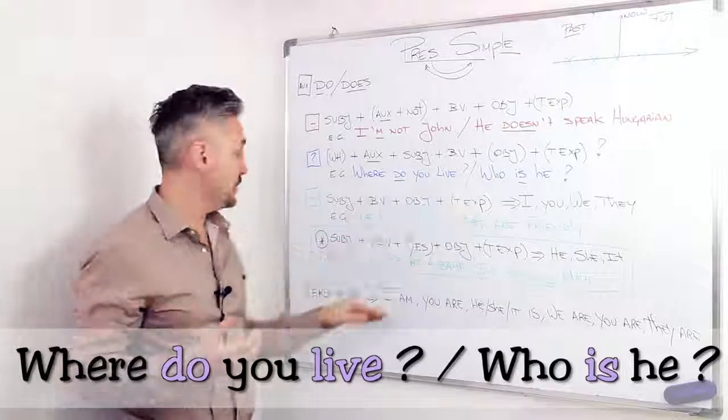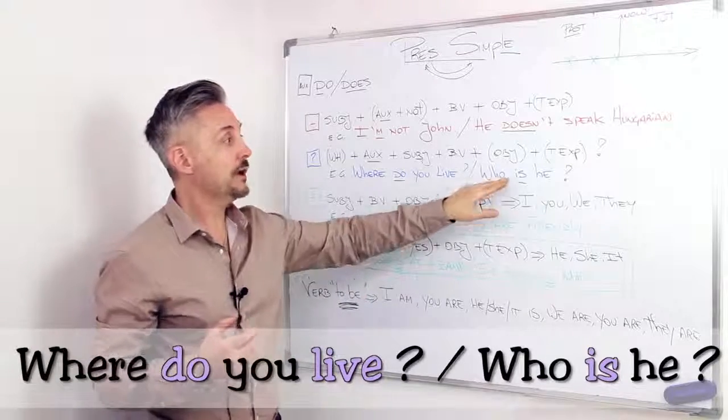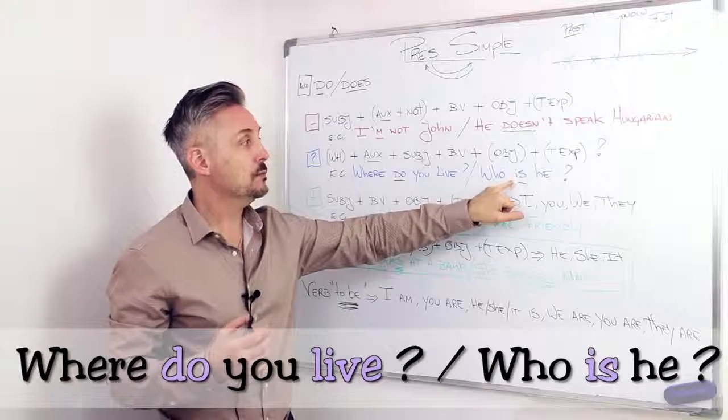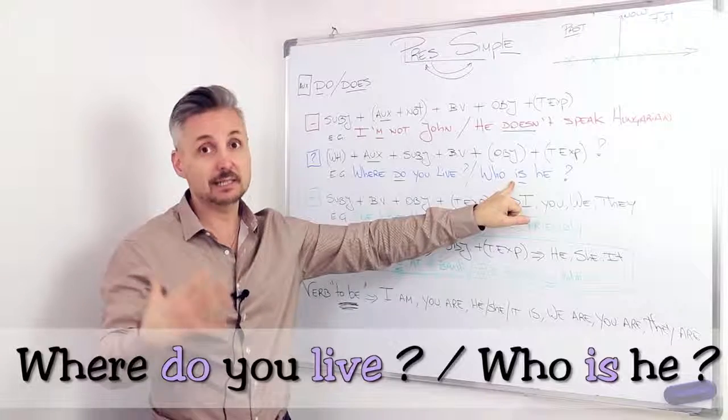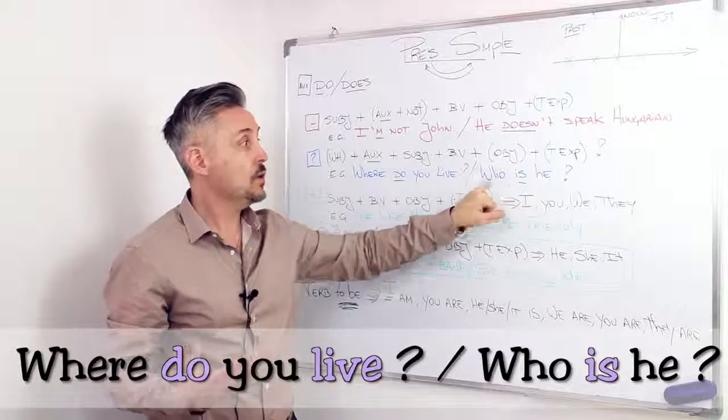Or if you want to use the verb to be, who is he? So the verb to be doesn't need an auxiliary because it acts as its own auxiliary. Who is he?